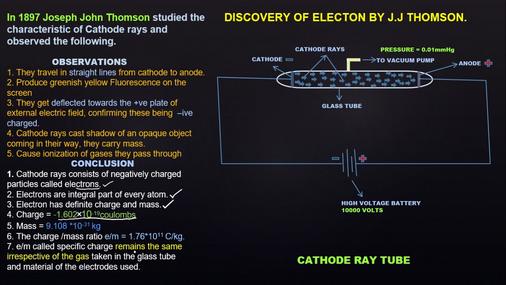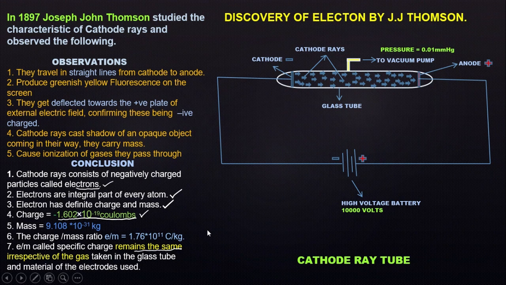And this specific charge always remains the same irrespective of the gas in the glass tube. Whatever gas you are using in this glass tube, whether it is hydrogen gas or some other gas, this e by m ratio will always be the same for electrons, that is 1.76 into 10 to the power 11 coulomb per kg. Why? Because every electron has a charge exactly equal to minus 1.602 into 10 to the power minus 19 coulomb. It is not going to change, and the mass of an electron is also not going to change. These are two integral properties of electrons. So every time you calculate e by m, it will always be the same.